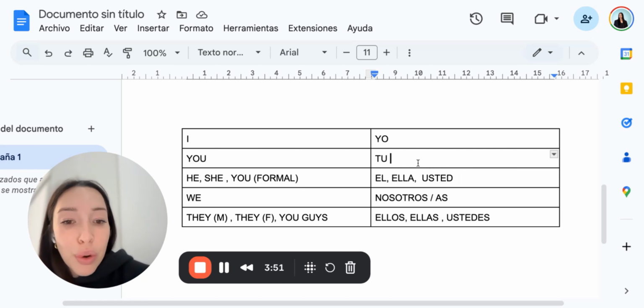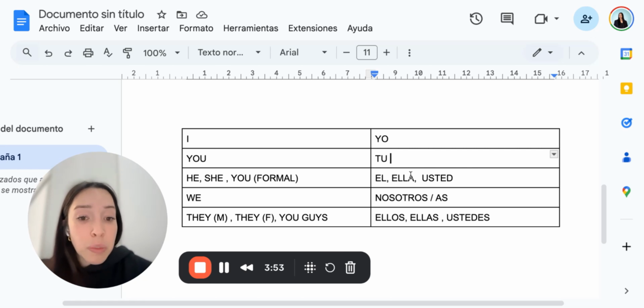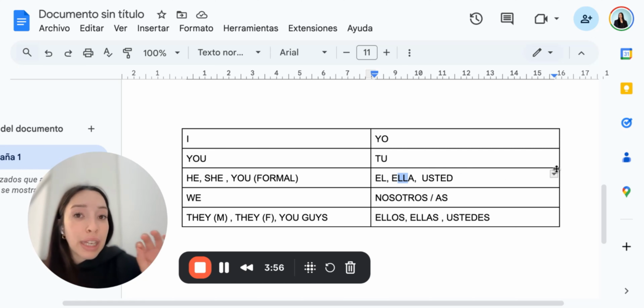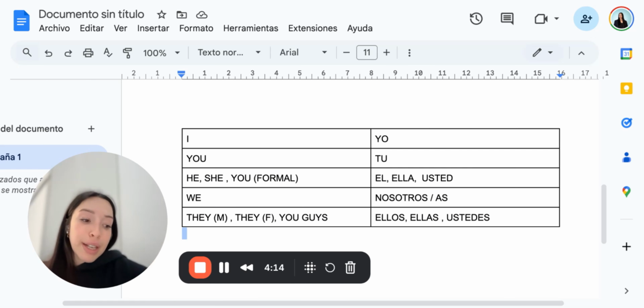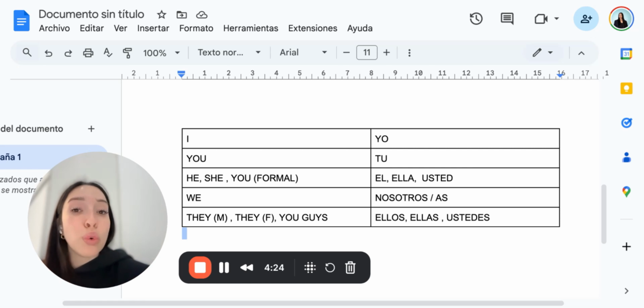Okay, so we have yo, we have tú, él, ella, usted. Just make sure that the double L is like a Y, like ella, ella. Then we have nosotros, nosotras. Then if you wonder, what about a group when I have both genders? You always take the male one as the general reference. So, for example, if I have men and women in the same group, I always say ellos. Okay, ellas is only if it's just women. Okay, and then we have ustedes.